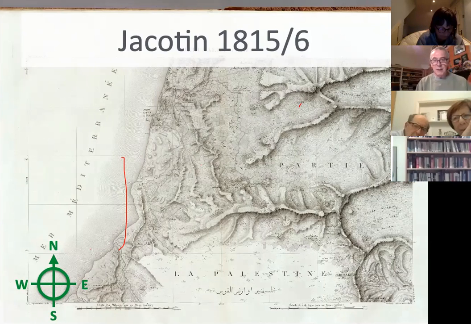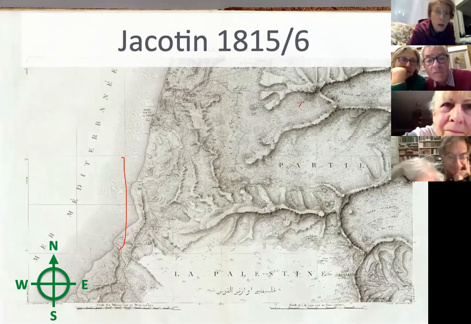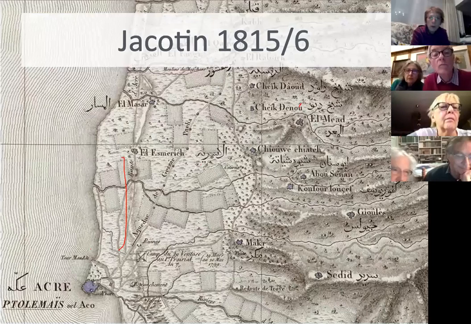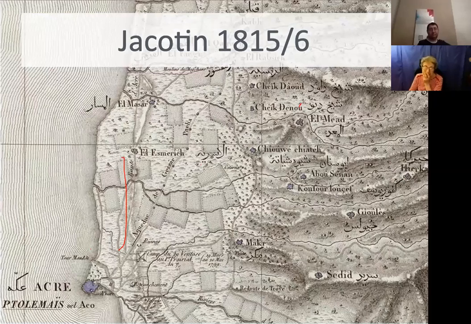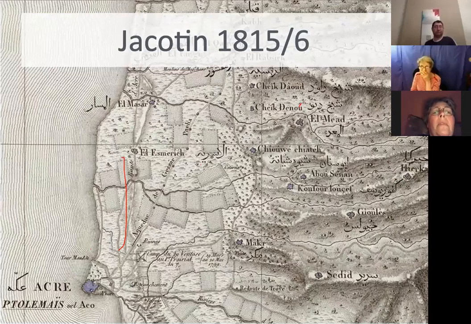That is his map of Akko. And you can see the level of detail here. This is substantial detail. And you'll have to take my word for the fact that it's accurate.